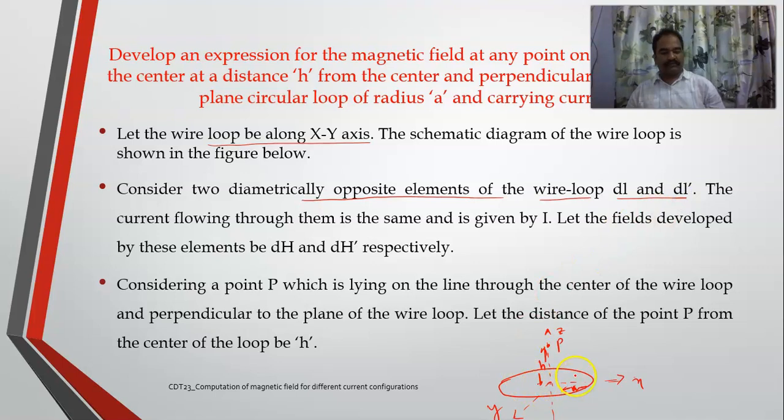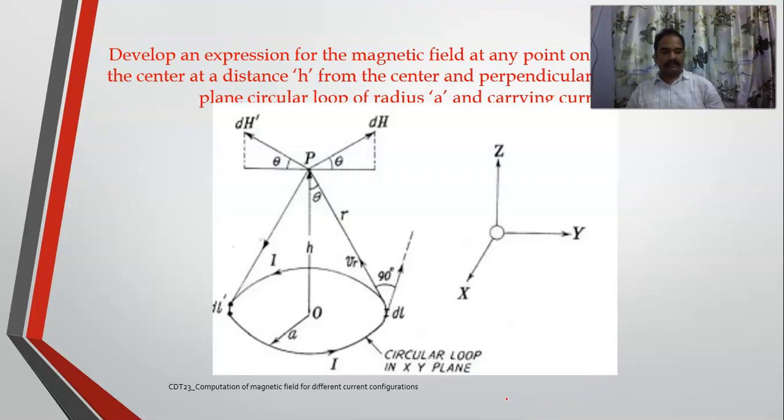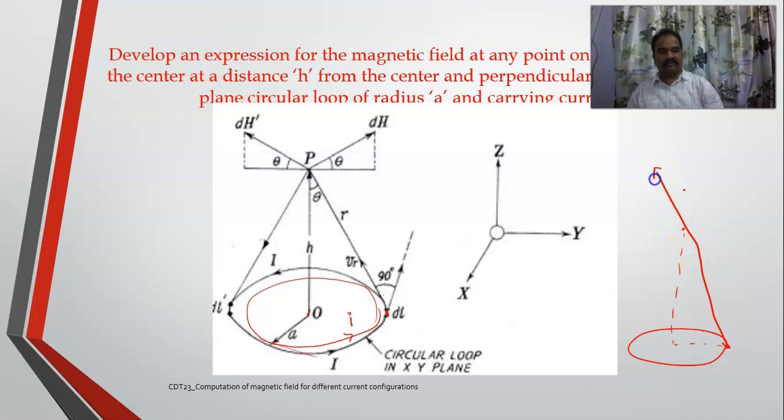Now I'll consider two diametrically opposite elements of the wire loop, dl and dl dash. If I consider a differential element here, this is my loop which is carrying a current of I, and this is the point. So if I consider dl here, it will develop a field in this fashion.